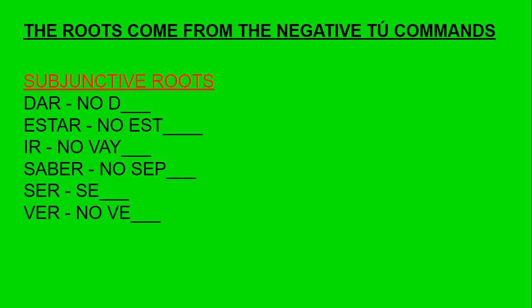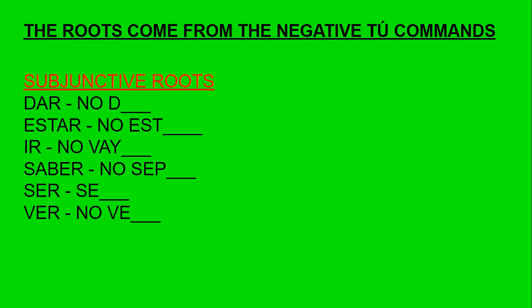Another place to look for the roots for the subjunctive would be in the ustedes or the usted commands that we previously have done in this chapter. Take a second and write the roots where these are. You don't have to write the no in front of them. We got these from the negative tú commands, but let's write the letter or letters that are the root for each one of these verbs.